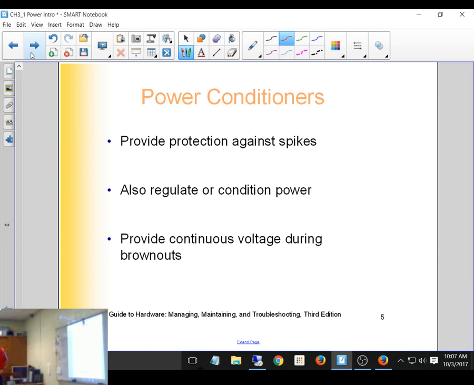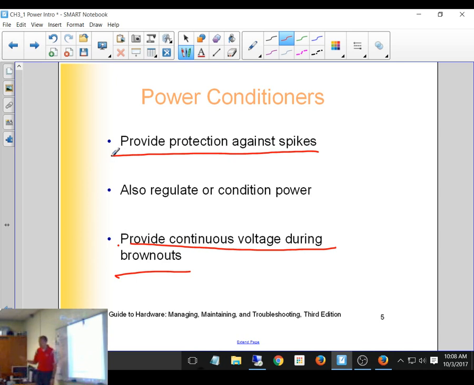Power conditioners are made to protect against brownouts and surges and spikes. Okay? They're not full coverage for power. It's kind of like a battery in your building. It's usually only for industrial places, so the power can't go up and down, but it provides continuous voltage during brownouts, and it also provides some protection, not as much as a surge suppressor, but some protection against spikes.